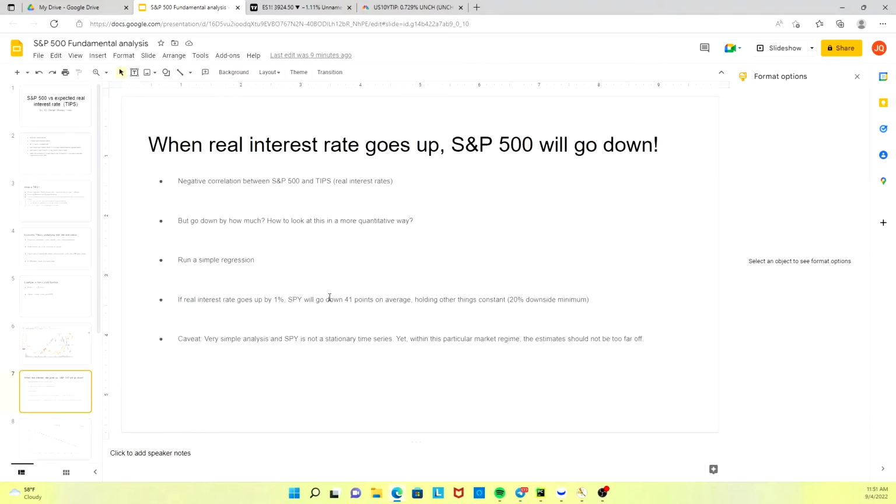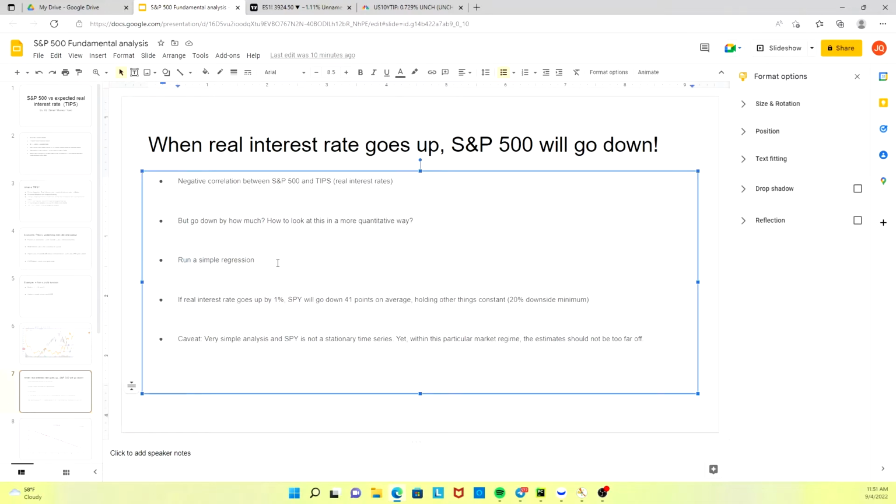So a more interesting question you're going to ask is, could we quantify this? Could we look at this in a more quantitative way and see how much the S&P 500 will go down if the real interest rate goes up by 1%? And to do that, I tried to run a very simple linear regression, and I assume most of you know what linear regression is. You learn it in your first year statistics course or your first year econometrics course.